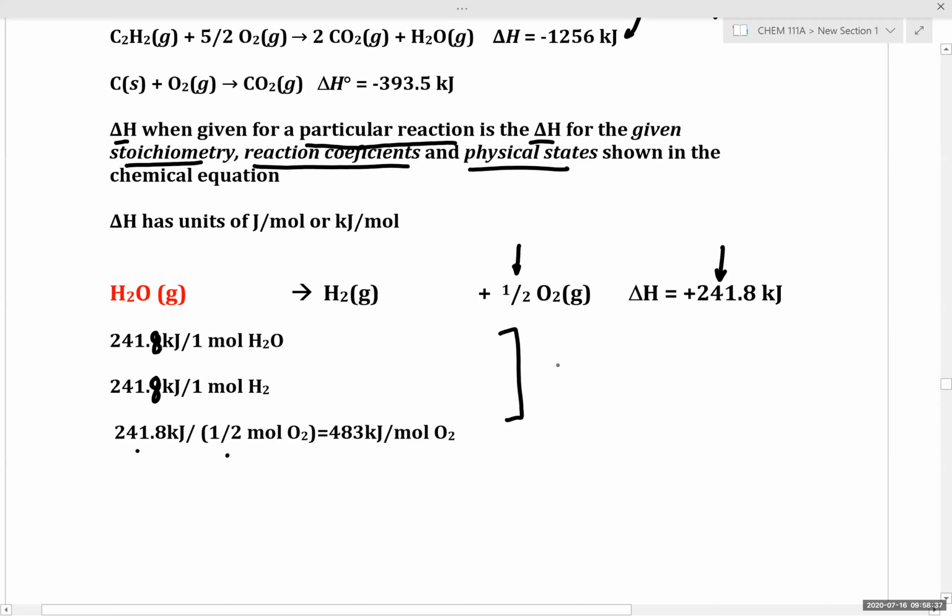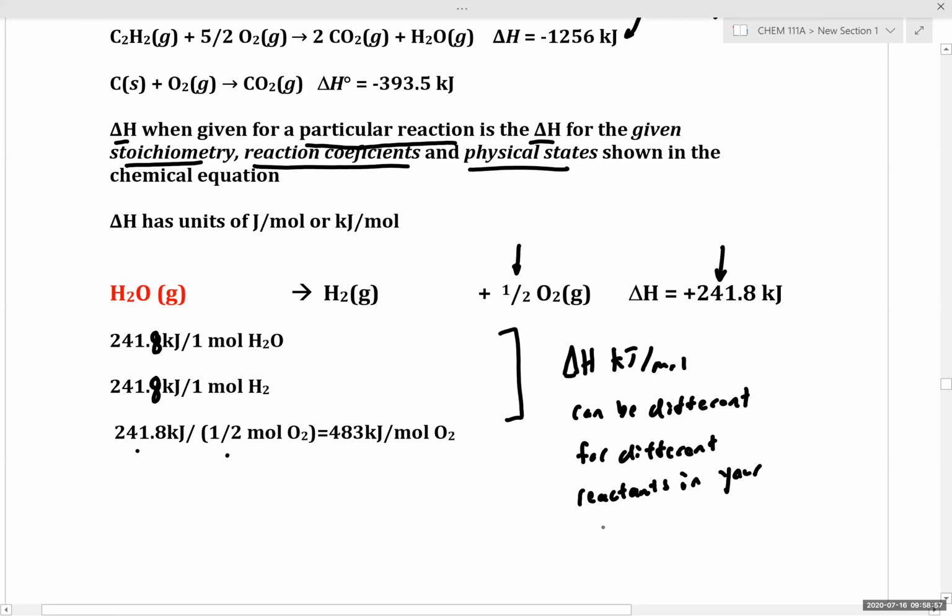So the key thing I want you to keep in mind is that the delta H in terms of kilojoules per mole can be different for different reactants in your chemical equation, because the coefficients are inherently going to be different in many chemical reactions. Okay, so this is how you write reaction enthalpy in terms of each of your indicated reactants.